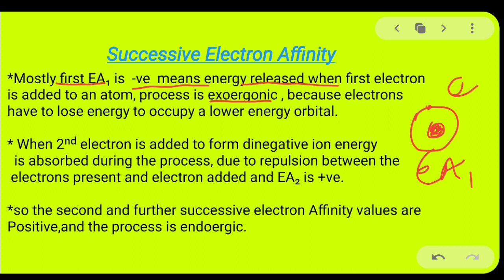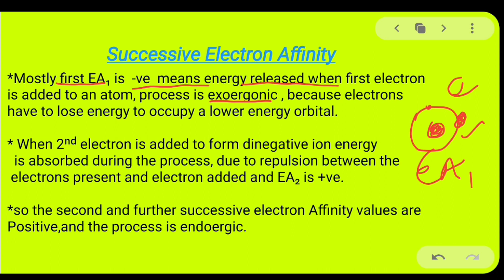Now let us discuss what will happen when we add another electron to its outermost shell. Suppose I need to add another electron, or the second electron, to the outermost shell. Then during the process, will energy be released or not? Let us check. The energy will not be released. Rather, we need to give some energy to put this second electron in its outermost shell.